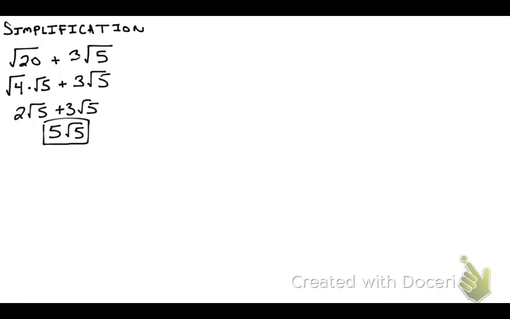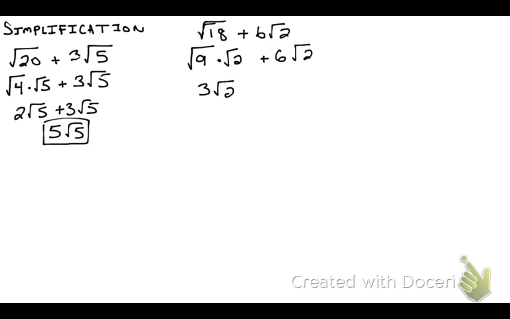Why don't you try this one? The square root of 18 plus 6 root 2. Hit pause and give it a try. Well, they're not like terms, but the square root of 18 is the same as the square root of 9 times the square root of 2. We know the square root of 9 is 3, so this is 3 root 2 plus 6 root 2, which altogether is 9 root 2. How'd you do?